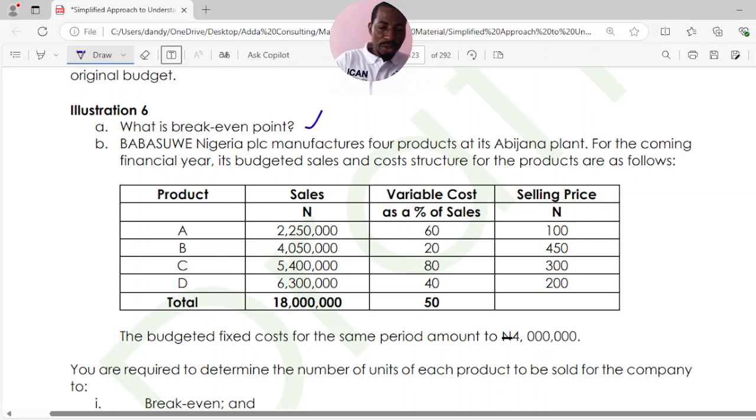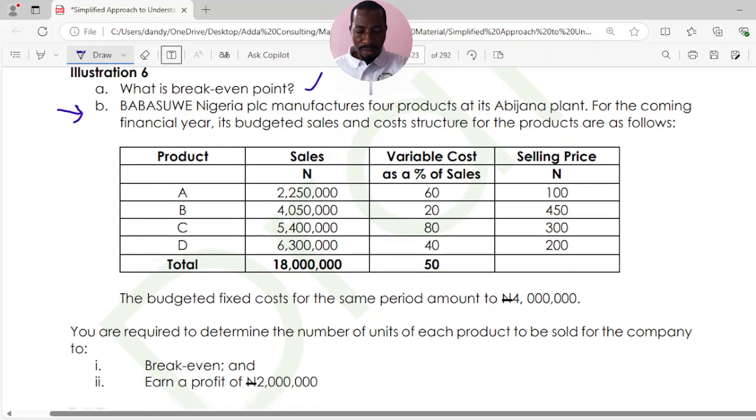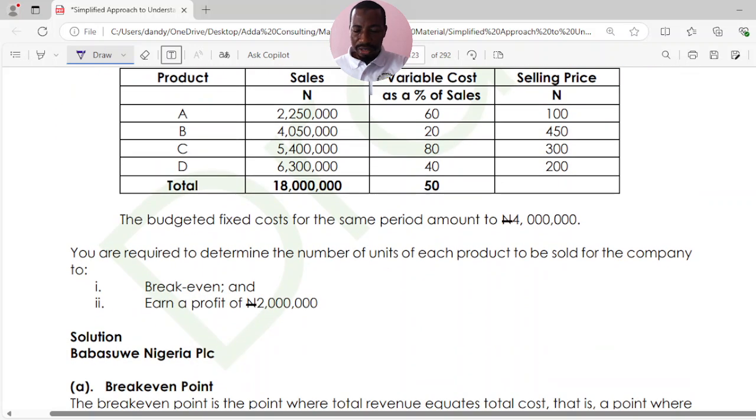So number B requirement: Baba Sui Nigeria PLC manufactures 4 products at its Abidjan plant. For the coming financial year, its budgeted sales and cost structure for the products are as follows. The budgeted fixed cost for the same period amounts to 4 million naira. You are required to determine the number of units of each product to be produced for the company to, 1. Break even, and 2. Earn a profit of 2 million.